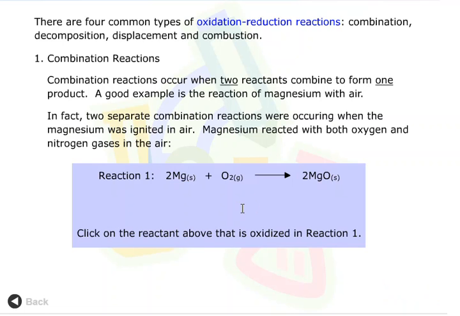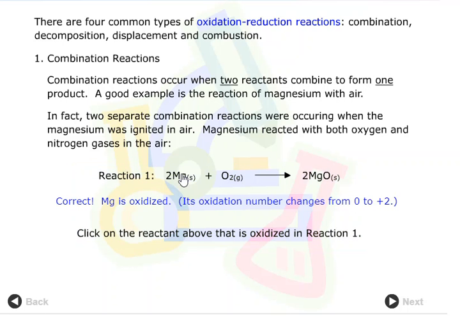So, when we click on the reactants above, magnesium is oxidized. Its oxidation number changes from 0 to 2+. No, oxygen is not oxidized.